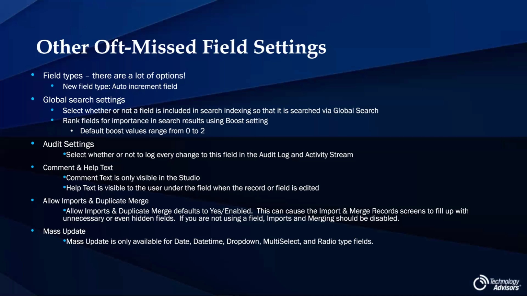You can also modify the import and duplicate merge settings. These control whether or not that particular field is shown in the list of fields when you're importing data, and whether it's shown in the list of fields when you're merging duplicates. So if you're not using a field, you can disable that so that you're not showing unnecessary fields on those screens. And then finally, another important field property is mass updating. Mass updating is available for certain types of fields and lets you include that field in the list of fields you can mass update when you're working in Sugar.